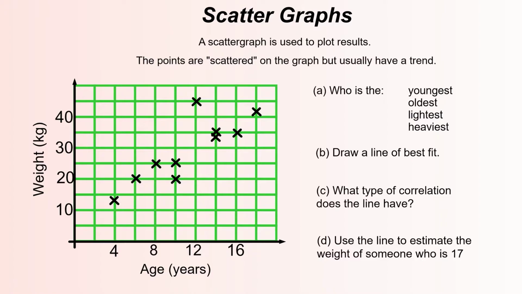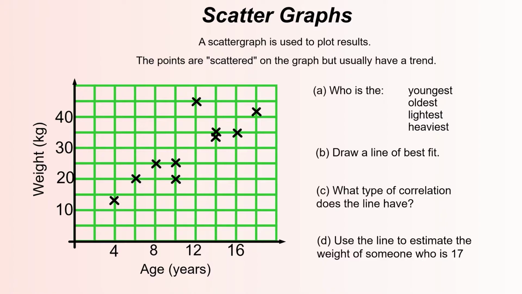So here we're looking at a basic scatter graph of age versus weight. You've got the two axes: the bottom one, the x-axis, labeled in years, and the y-axis labeled in weight in kilograms. We're just asking some basic questions based on your interpretation of the graph. So first of all, who is the youngest?